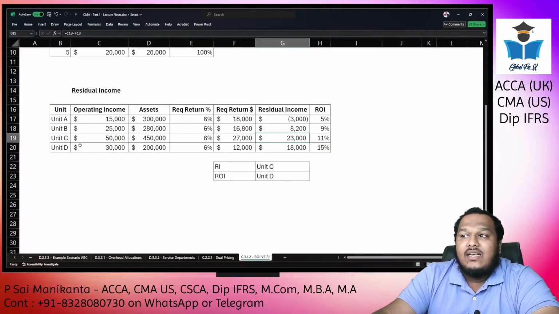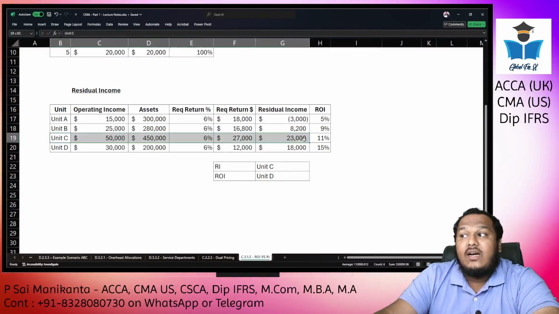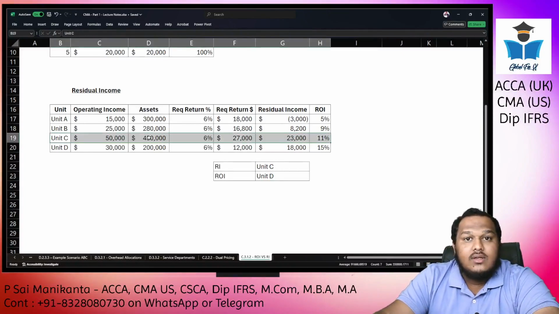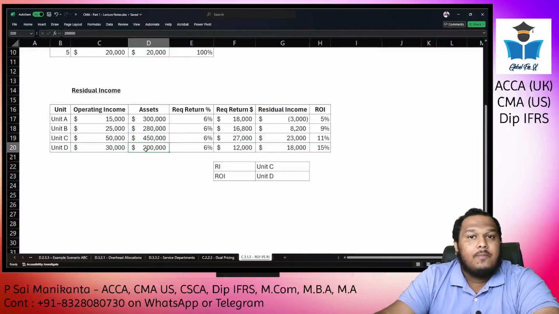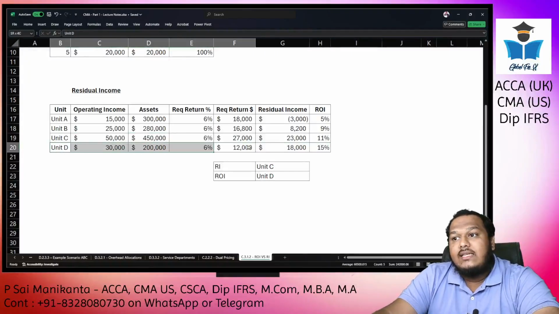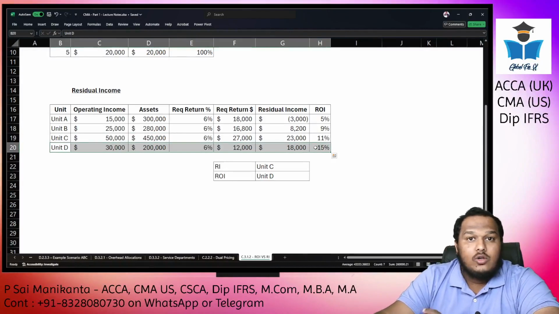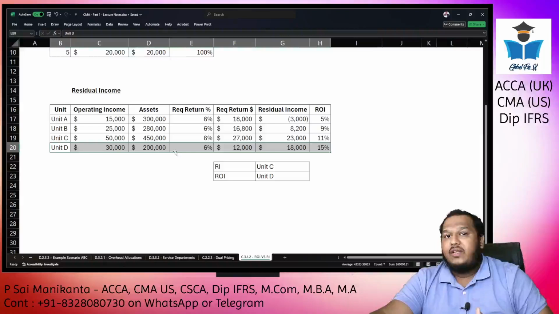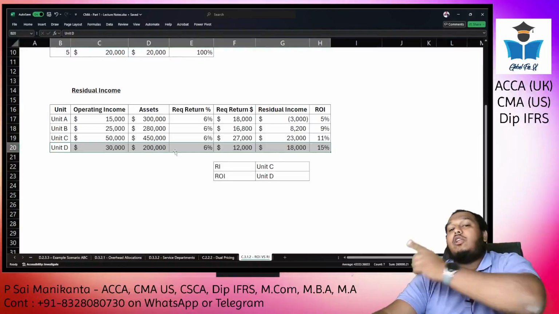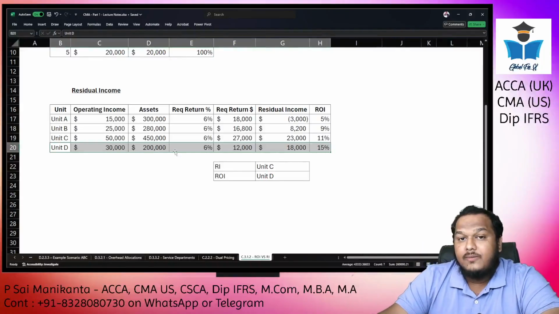See here, in unit C we invested 450,000, whereas in unit D we invested only 200,000. So unit D is currently generating 15% on 200. But if we increase this from 200 to 450, will unit D still continue to generate 15% returns? We don't know.